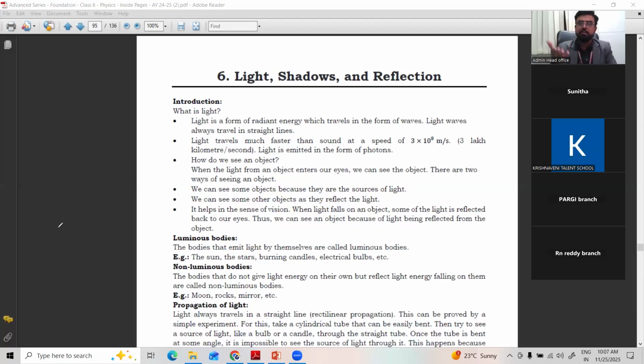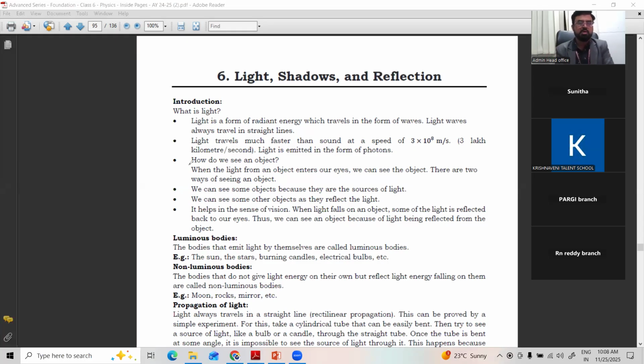How can you see me? Because of reflection only. As you are seeing through the screen, light falls on the screen and reflects back to your eye, so that you are able to see me, or the screen, because of reflection of light. We are not producing light, but still I can see you. How? Because of the reflection. I am a non-luminous body. There are some bodies which can produce light and they can be seen because of that. Right? So a few points about light.